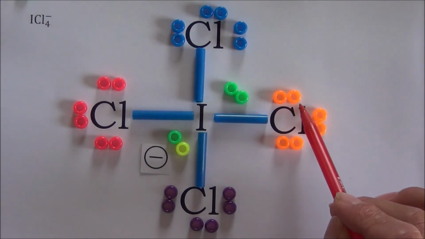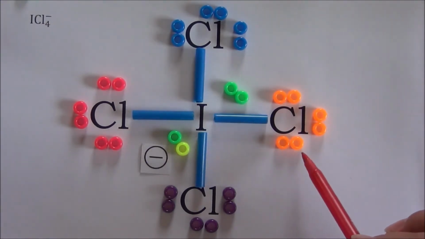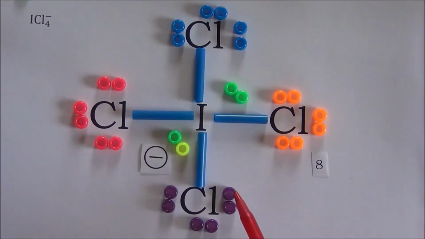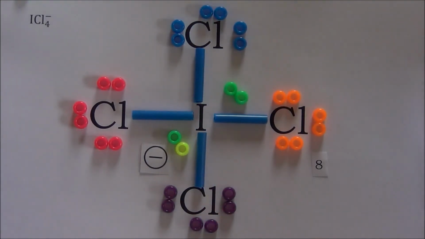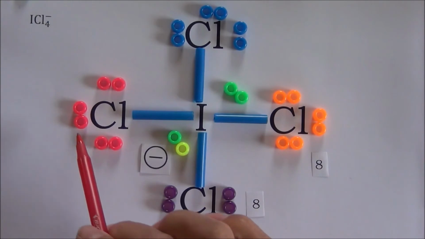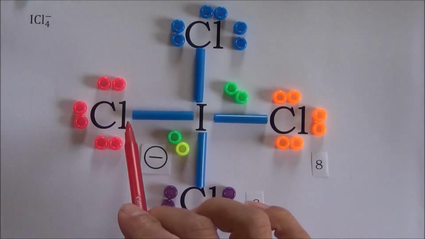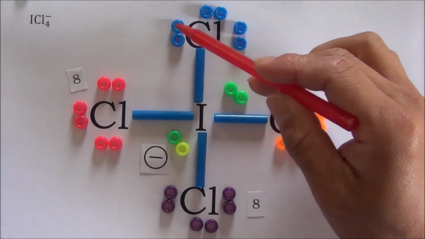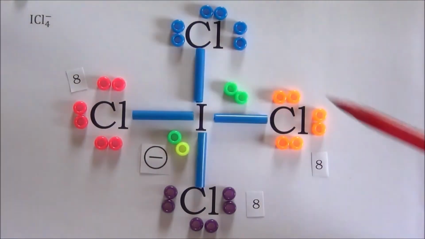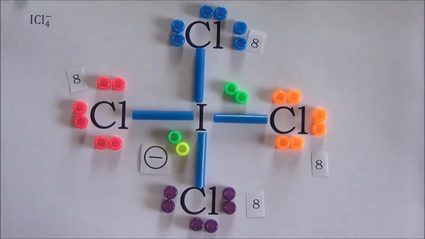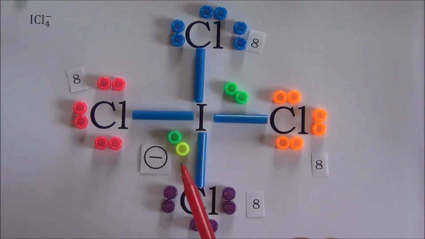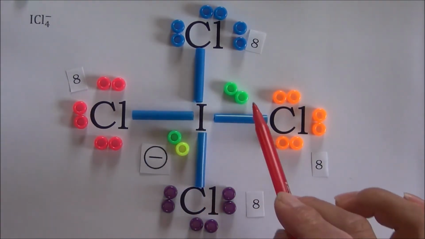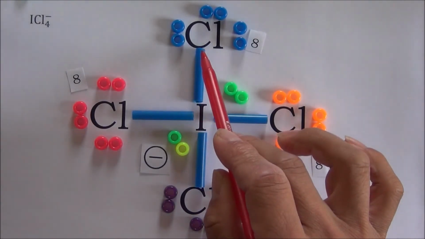Counting for each atom: 1, 2, 3, 4, 5, 6, 7, 8 for each of the four chlorine atoms, and 1, 2, 3, 4, 5, 6, 7, 8, 9, 10, 11, 12 for the central iodine atom.